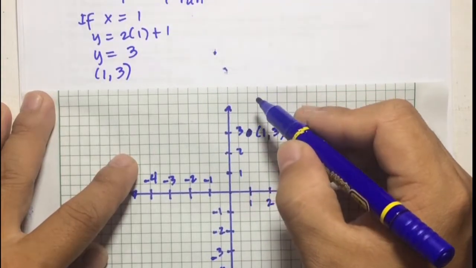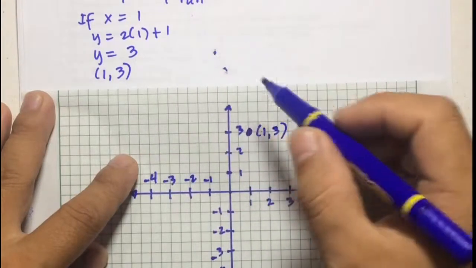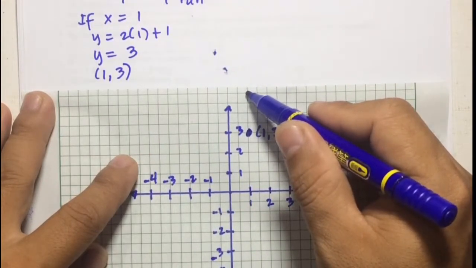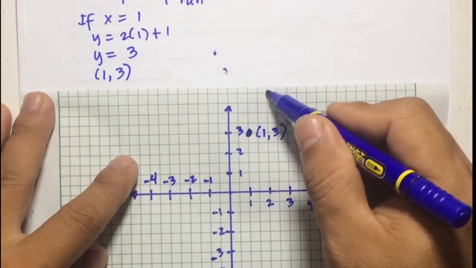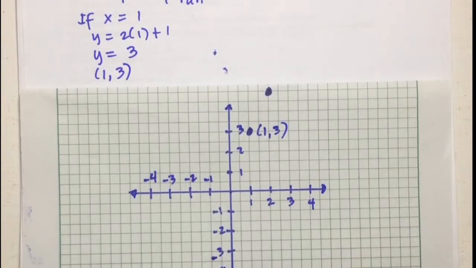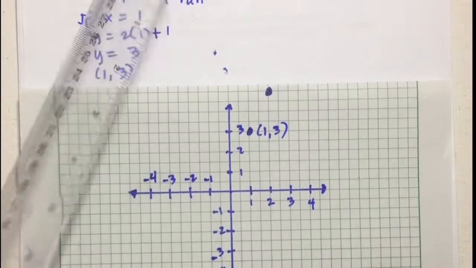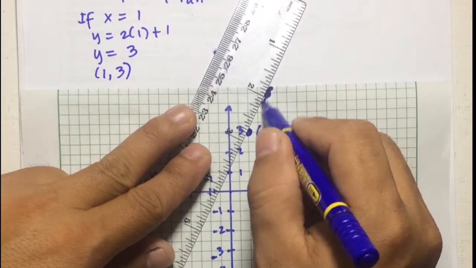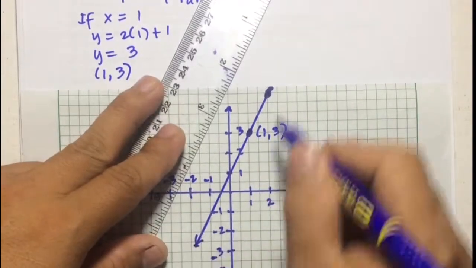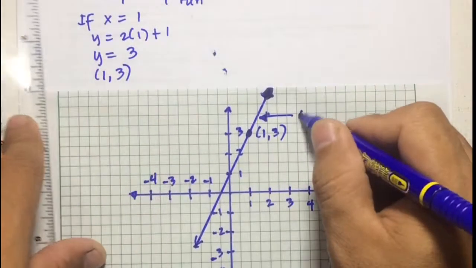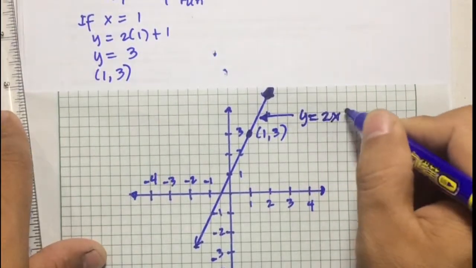Then using the slope, we're going to find another point. Finding another point, rise is 2, so 1, 2, then run is 1, so 1 here. Then connect the points using a ruler. So we can have this drawing or graph of y equals 2x plus 1.